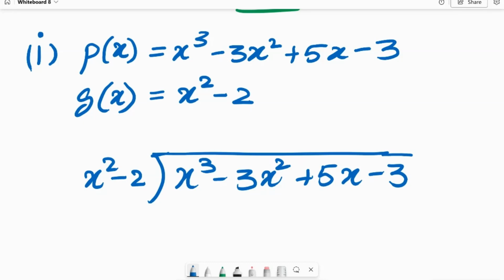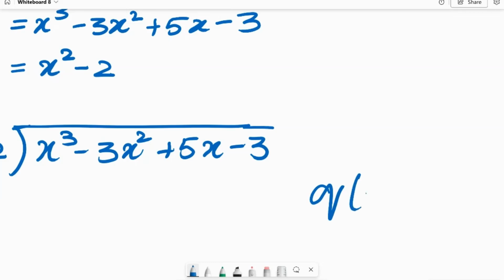We need to multiply a term to the first term of g of x, that should be equal to the first term of p of x. So we have the first term of p of x equal to x cube, and we need to multiply something to g of x's first term, which is x square, to get x cube. What do we need to multiply? We need to multiply x. So at the side we'll write q of x here. So that will be x.